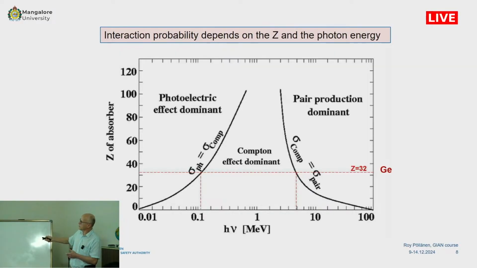In the case of germanium, which is the material for gamma ray detectors, mainly high resolution gamma ray spectrometers, the limits are here. Okay, 100 kilo electron volts, 2, 3, 4, 5. After 5 MeV, pair production is dominant.